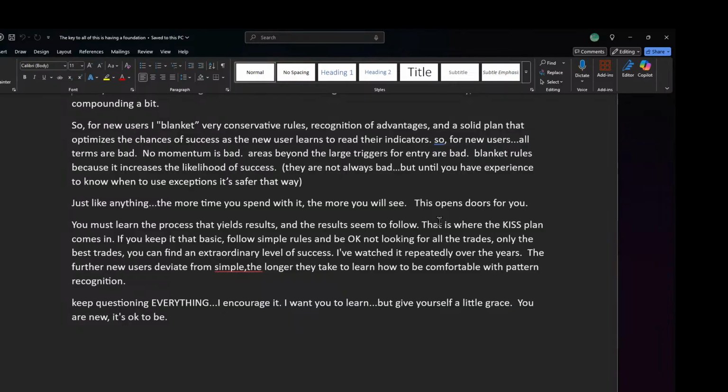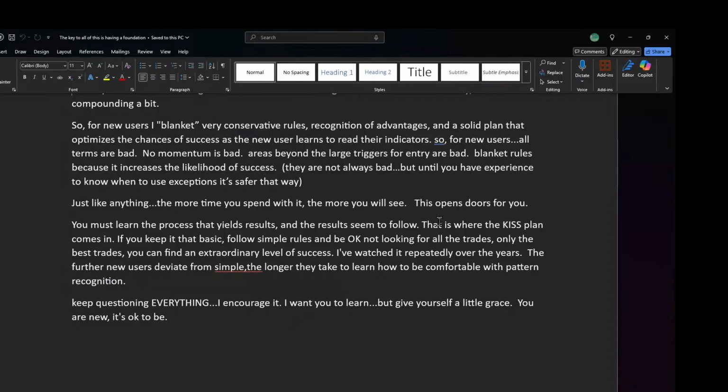Sometimes you can trade without these advantages, and that's that second trade, that potential to break trade. And you're going to get there quickly, but as a brand new user, you don't have the experience. You don't have the reps to read your indicators fast enough to start looking for all the trades. So you should be looking for the best trades. The more time you spend with the software, the more you're going to see.